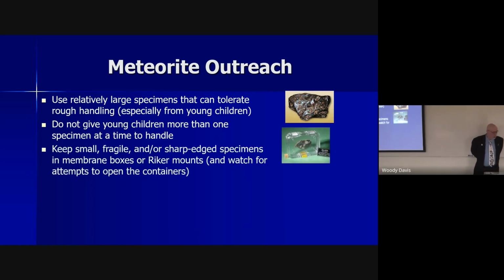Keep small, fragile, and or sharp-edged specimens in membrane boxes or Riker mounts. Riker mounts are these boxes that are held closed by pins. And you still have to keep an eye on them because a lot of kids will start to try and figure out how to open them. So again, just keep an eye on them. But that's where you can keep fragile, sharp-edged, or relatively small specimens.